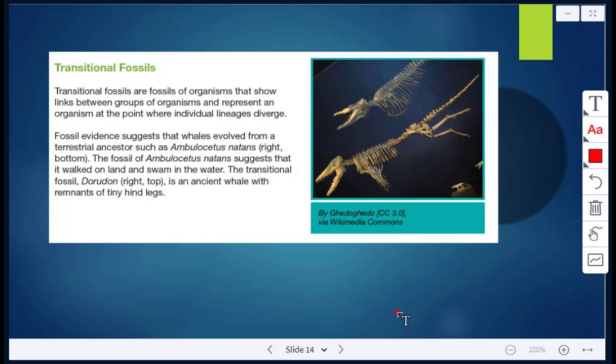such as this one here, the Ambulocetus natans, which is on the bottom right. And the fossil of this organism suggests that it walked on land and swam in the water. The transitional fossil, which is the Dorudon right top, is an ancient whale with remnants of tiny hind legs.